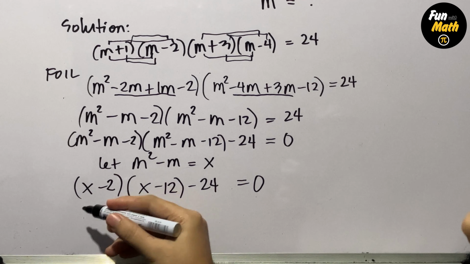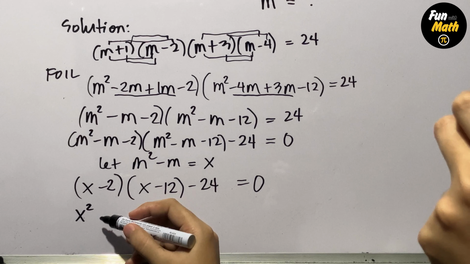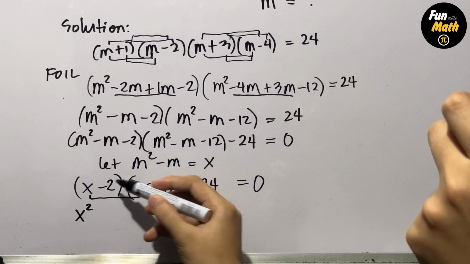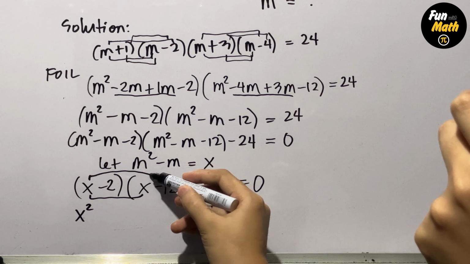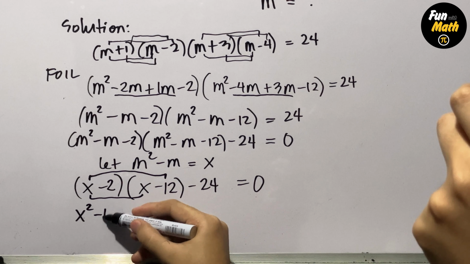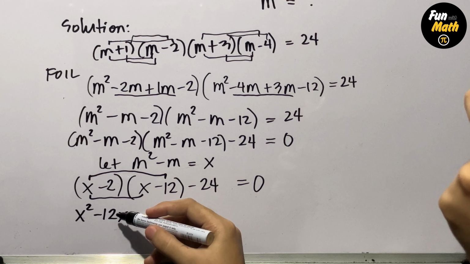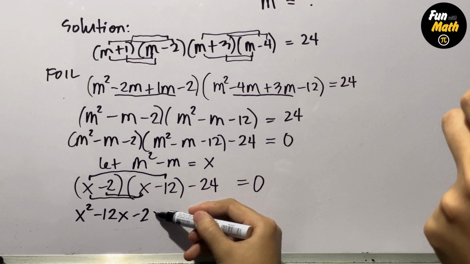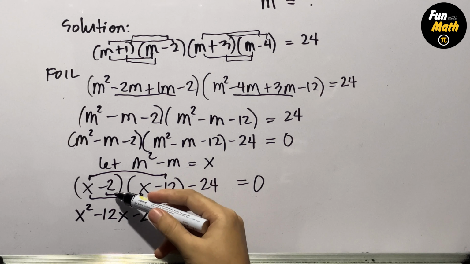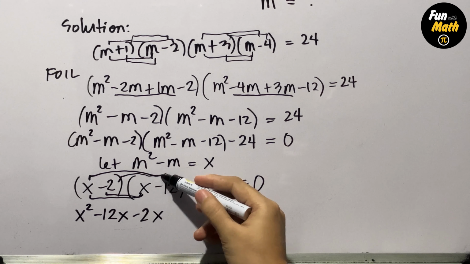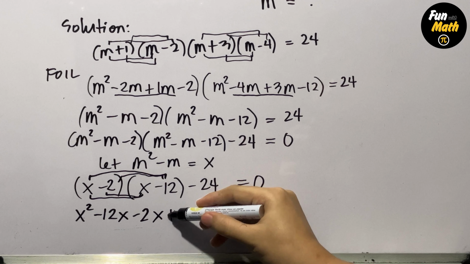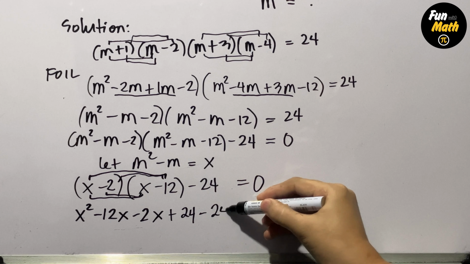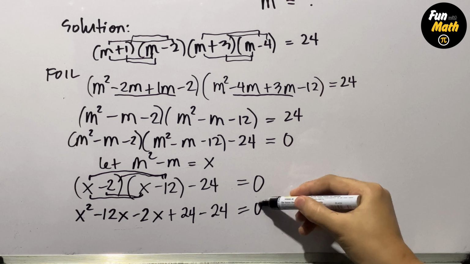So x times x, that is x squared. That's first. And for outer, that is x times negative 12, that is negative 12x. Inner, that is negative 2 times x, that is negative 2x. Last, that is negative 2 times negative 12, so that is plus 24. Then copy minus 24 is equal to 0.